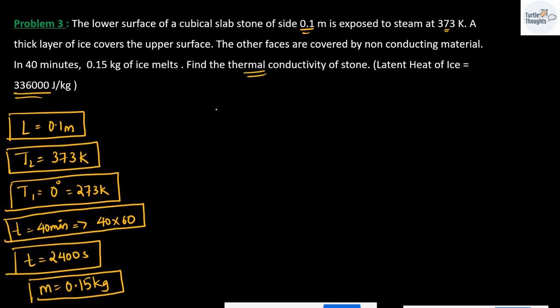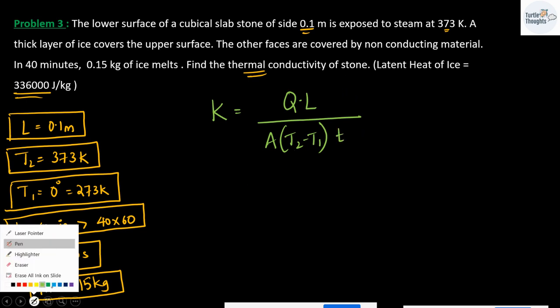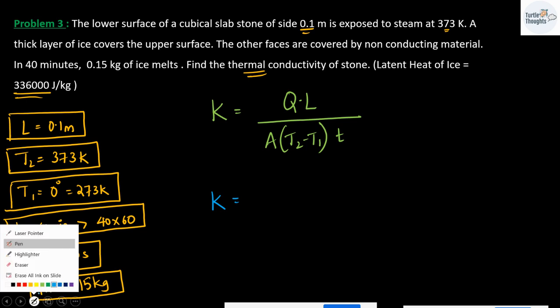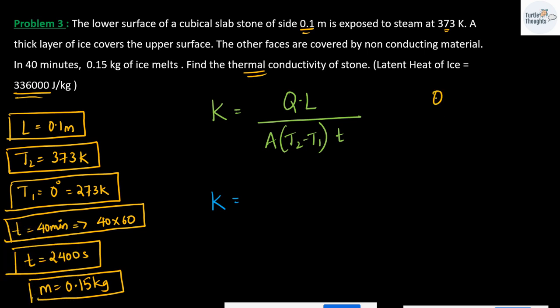Let me write the formula for the same. Thermal conductivity is given by K, which is going to be equal to Q multiplied by L divided by A multiplied by T2 minus T1 multiplied by T, which is going to be your time. Substituting all the values, K is going to be equal to Q. What is the Q over here? We don't know the value of Q, right? We need to find out the value of Q. What is the formula for Q? It is going to be ML.